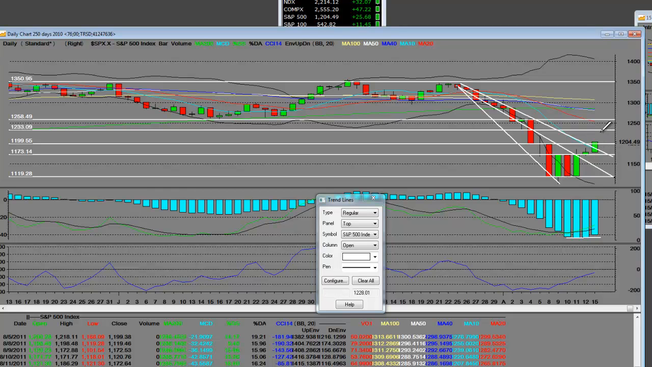We've got resistance 1 right here. That's this upper trend line, which was the bottom of that low. That was back on 8.3. That's resistance 1. Resistance 2 into the 20-day declining moving average. The 20, the 50, and the 100 are all pointing down.